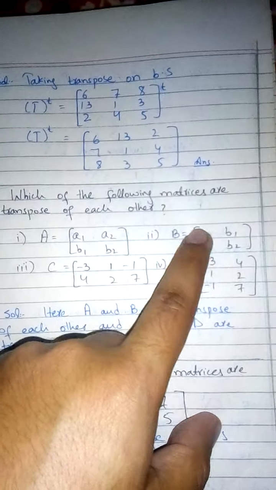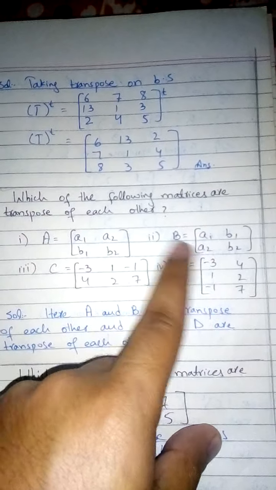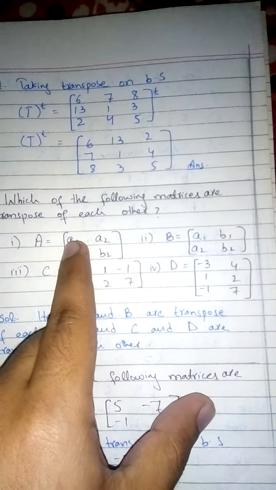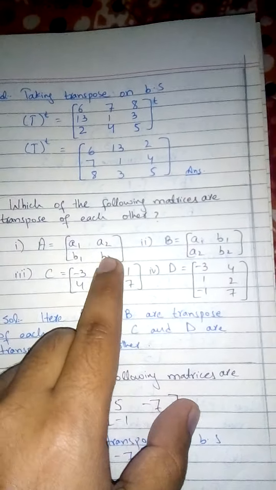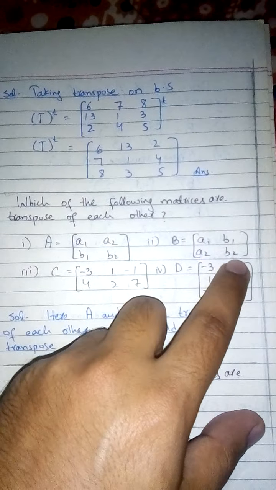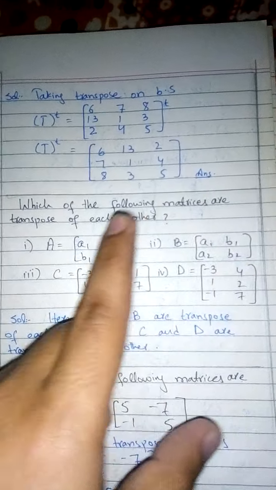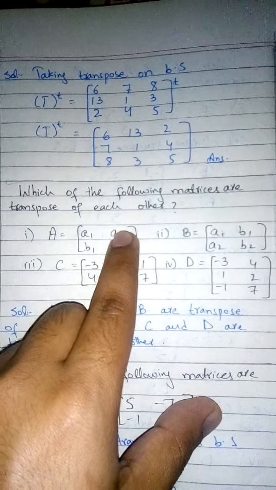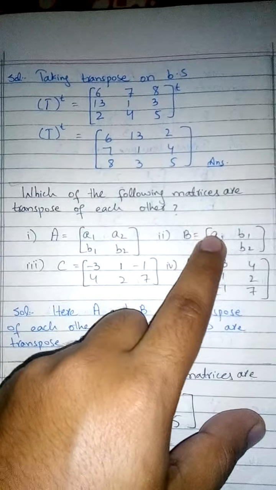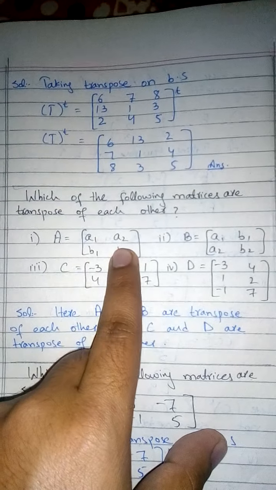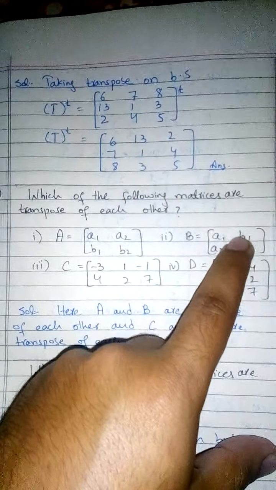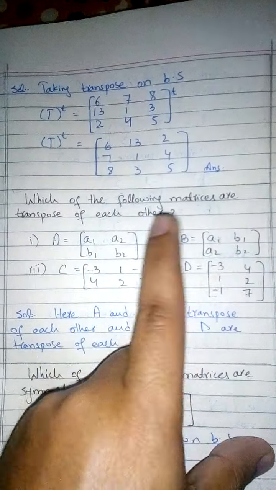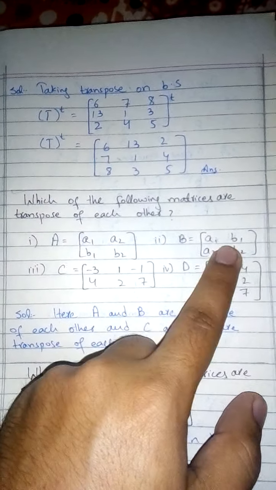matrix A and you look at matrix B, these two matrices are a little bit the same. The elements are A1, A2, B1, B2, and here is also A1, A2, B1, B2. But if you can see here, A1, A2 is the first row, and in B, A1, A2 is the first column. B1, B2 is the second row, and in the B matrix, it's the second column. So A and B are the transpose of each other.